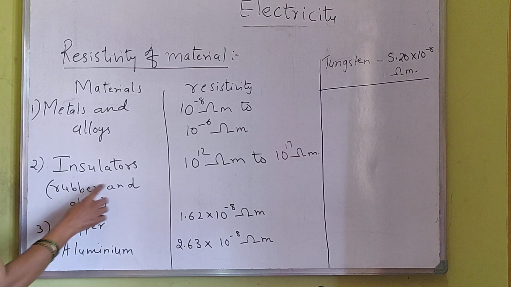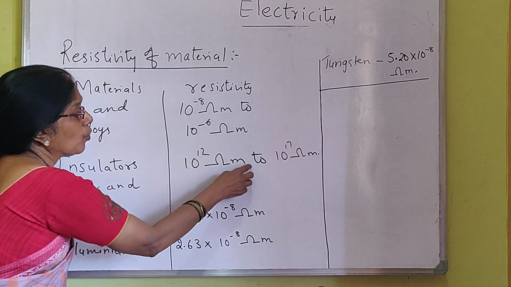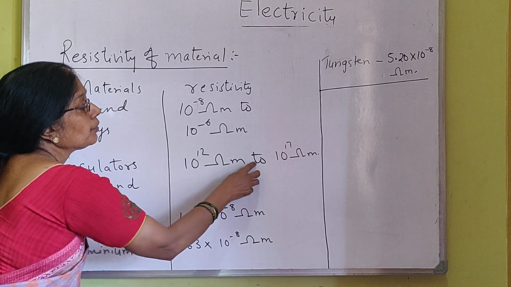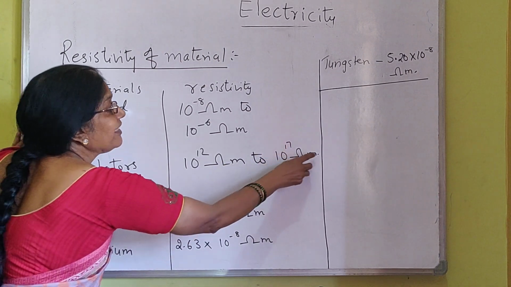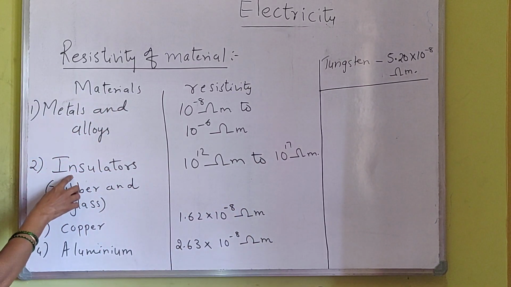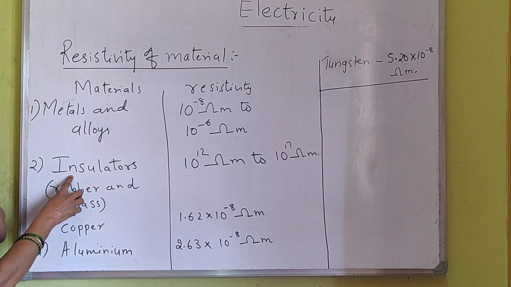Insulators like rubber and glass, you can observe that their resistivity is more. It is from 10 to the power of 12 ohm meter to 10 to the power of 17 ohm meter. Resistivity is more, so they are bad conductors of electricity, or we can call them insulators.